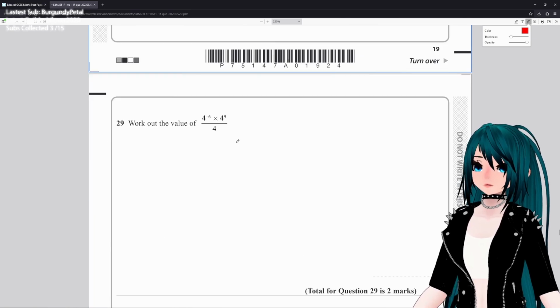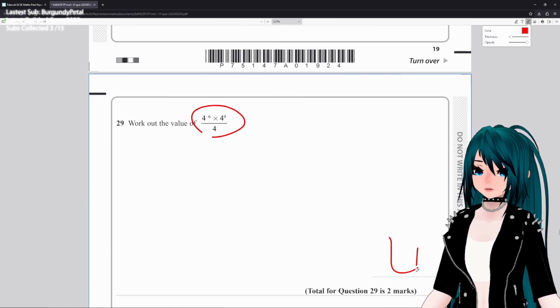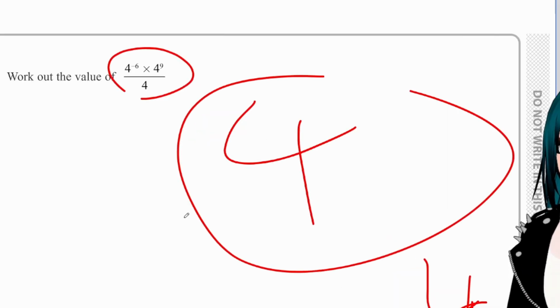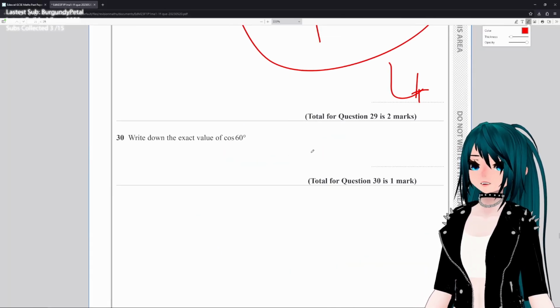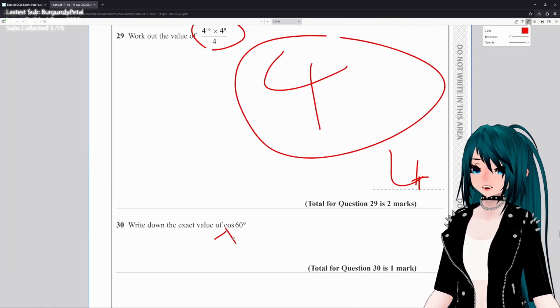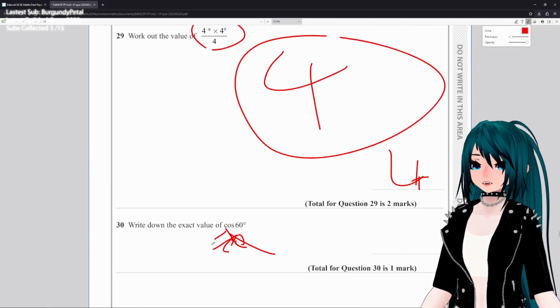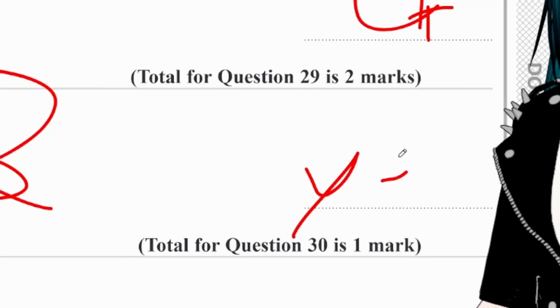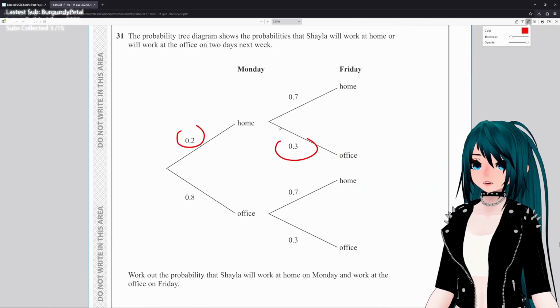Work out the value of this, it's 4, dude. The answer is 4. Write down the exact value of cos 60 degrees. Cosine 60 degrees. This makes... Huh? Yes. So be this times this, right?